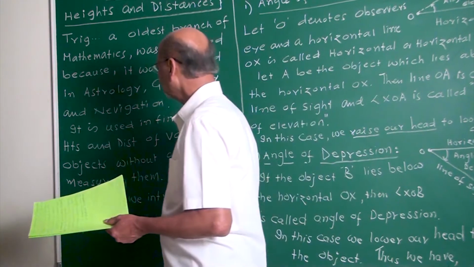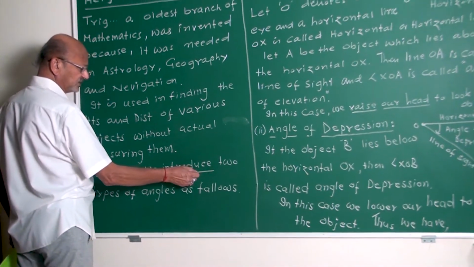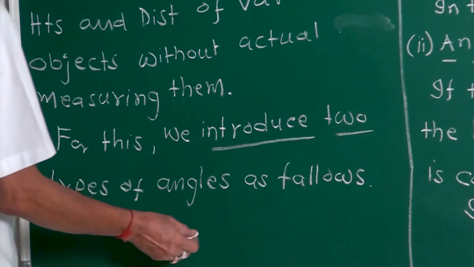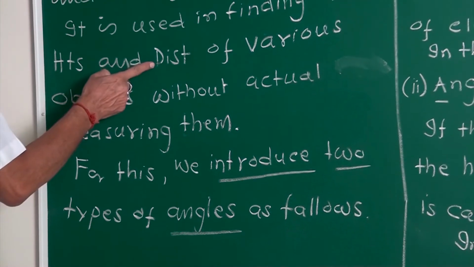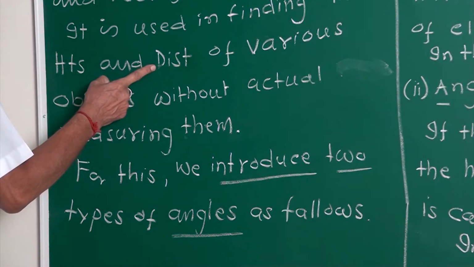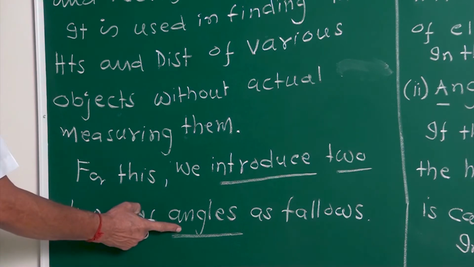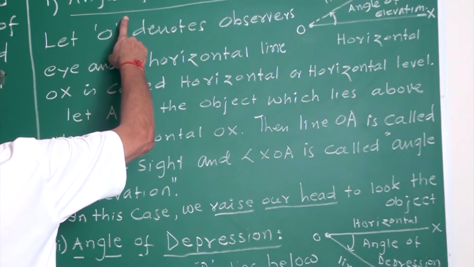In helping these people, mathematicians introduced 2 types of angles, in measuring the distance between 2 ships, or the height of a temple or a tree. First angle, its name is angle of elevation.